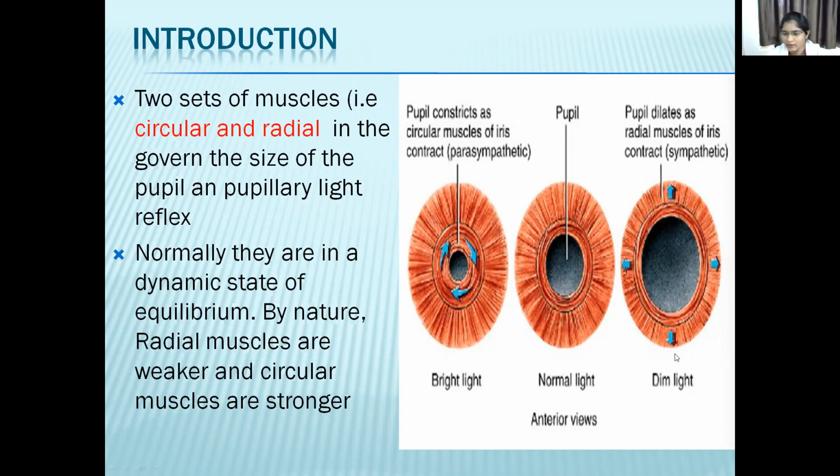Okay. Then in dim light it is the opposite action. What will happen here? Circular muscles are normal, but radial muscles contract. So the pupil dilates. So it is called mydriasis. In dim light, radial muscles contract and circular muscles are normal, which causes mydriasis. In bright light it causes miosis. So normally they are in a dynamic state of equilibrium.